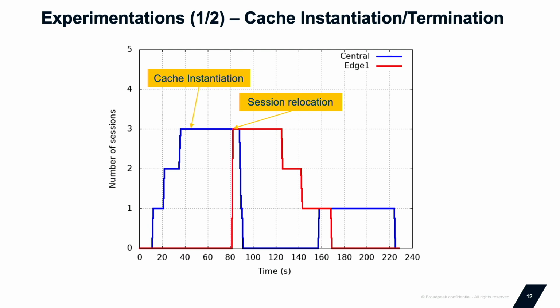Later, we progressively stop 2 streaming sessions, so there's only 1 remaining session served by the cache instance in H1, and that triggers the cache termination procedure. But before terminating the cache instance in H1, the system seamlessly relocates the remaining streaming session to the cache instance in Central.